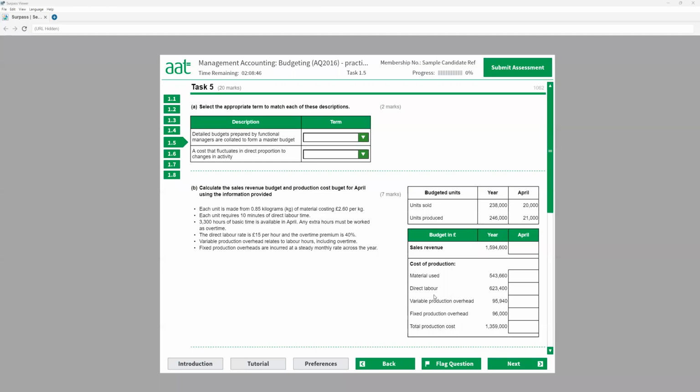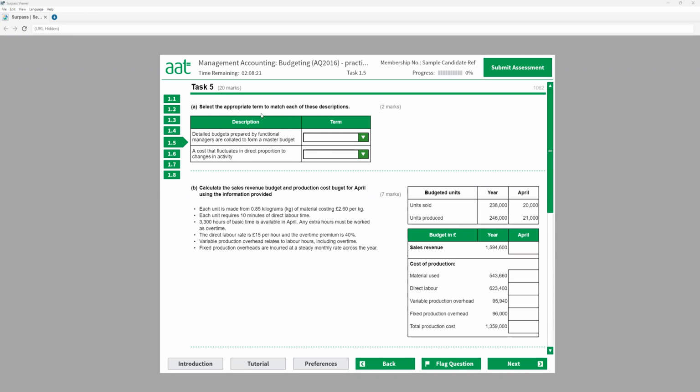Hello, everyone. In this session, we're going to look at question number 5 for the management accounting budgeting paper. Let's have a look at what we have in this question. That's practice assessment 1 from the A2 website. Task 5 is 20 marks, so it's quite a long question we're going to look at here. The first question is for 2 marks.